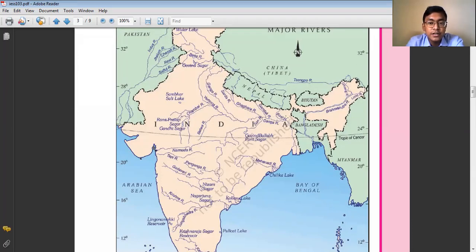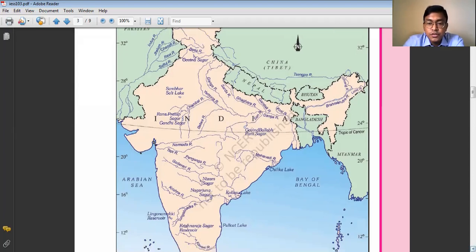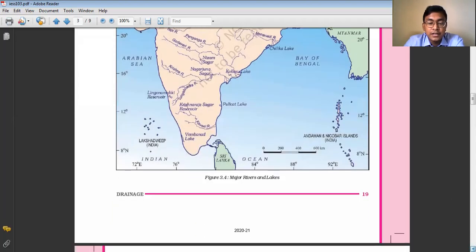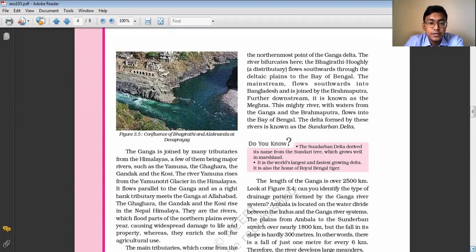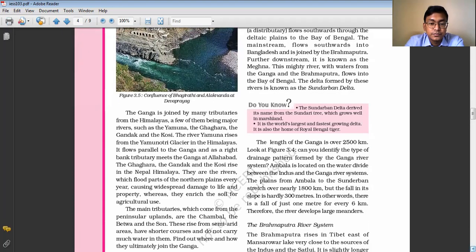After entering West Bengal, the river Ganga flows straight towards the south till Farakka. At Farakka, the river gets bifurcated into two divisions. The two divisions of the river Ganga are the Hooghly and the Bhagirathi. So let us study about this.